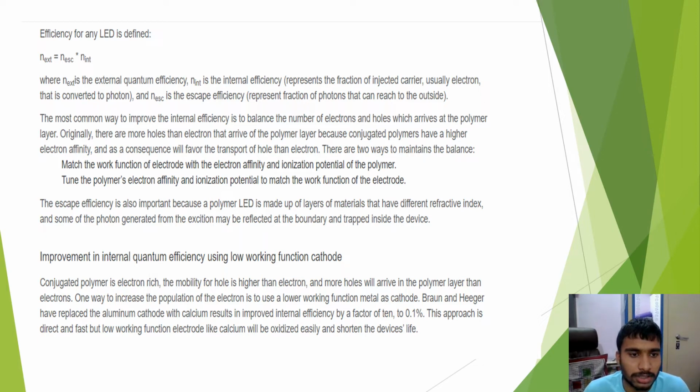The escape efficiency is also important because a polymer LED is made up of layers of materials that have different refractive indices, and some of the photons generated from the excitation may be reflected at the boundary and trapped inside the device.